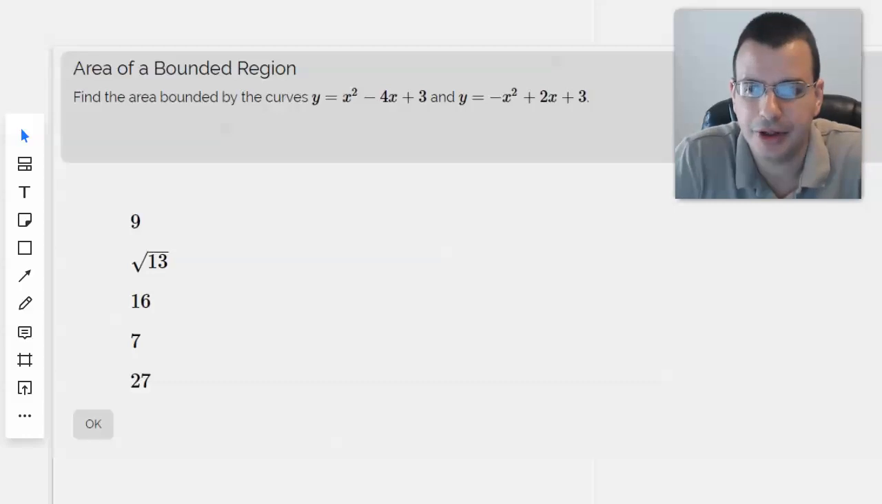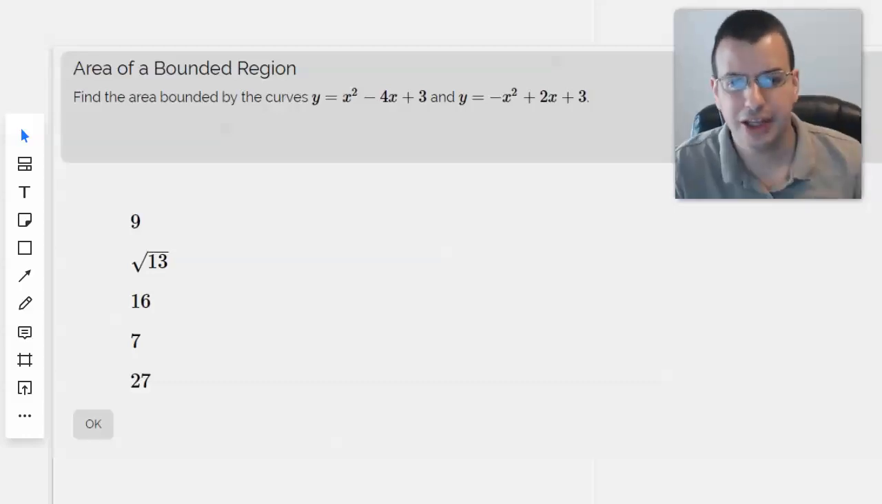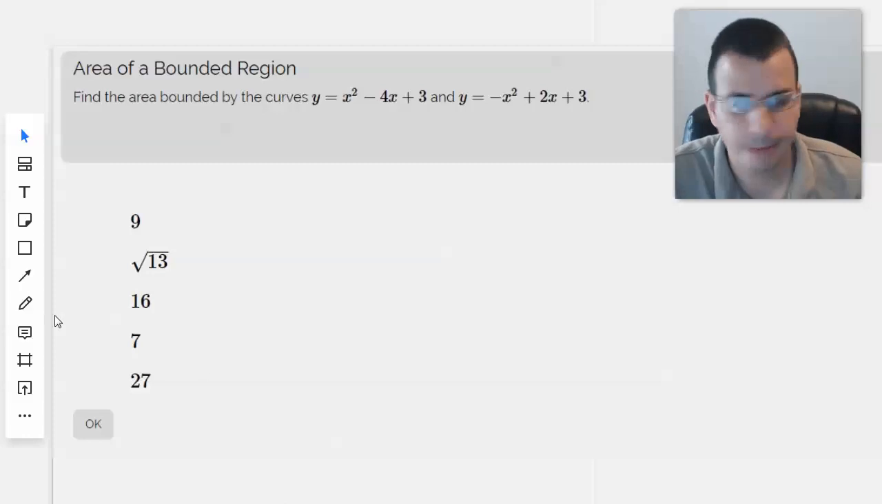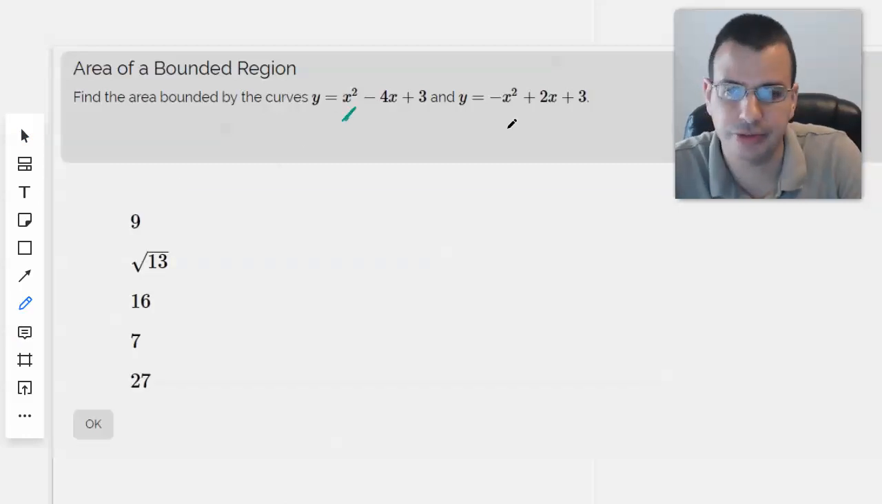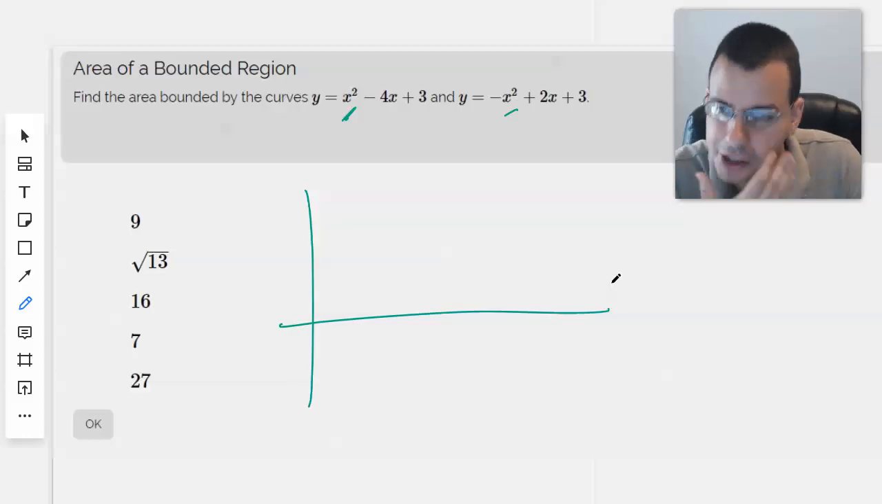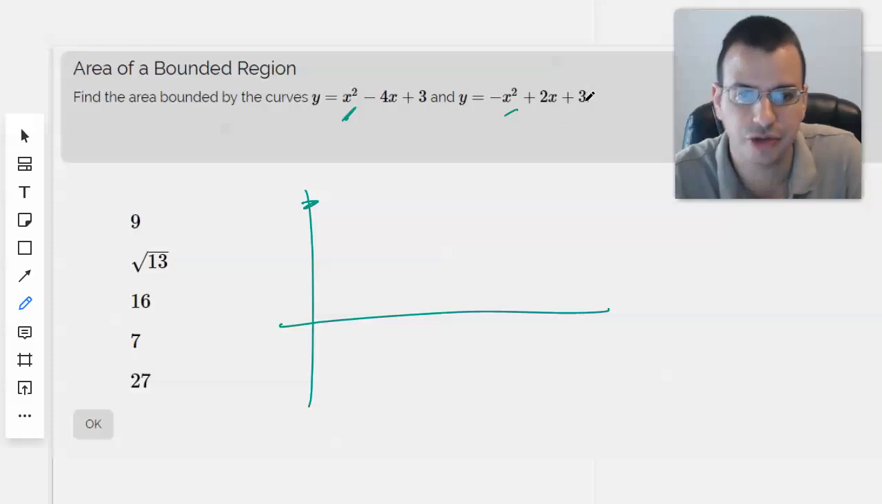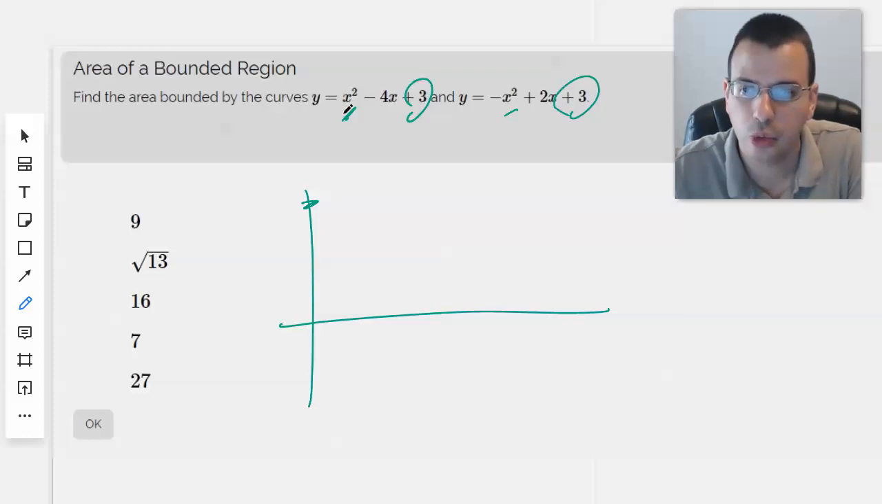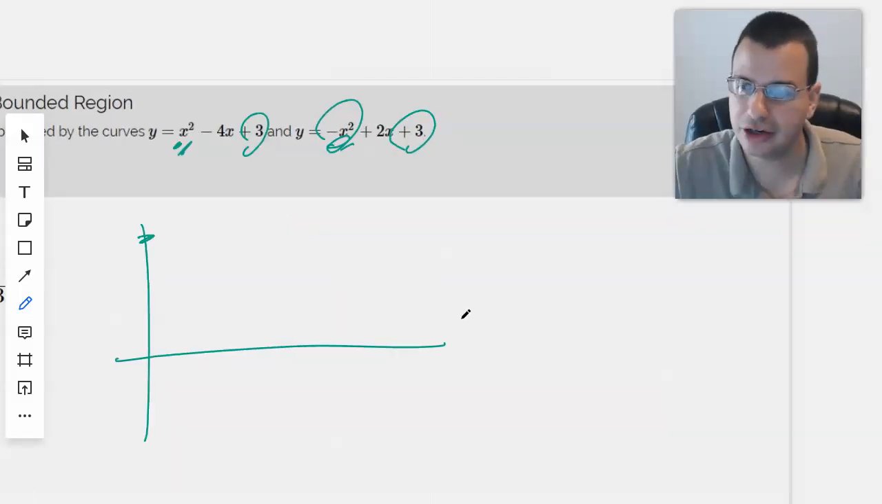Find the area bounded by the curves y equals x squared minus 4x plus 3 and y equals negative x squared plus 2x plus 3. Okay, so it looks like we got a couple parabolas, more or less. They both have plus 3, so a y-intercept of about plus 3. One's facing up and one's facing down. Let's find out where they intersect.